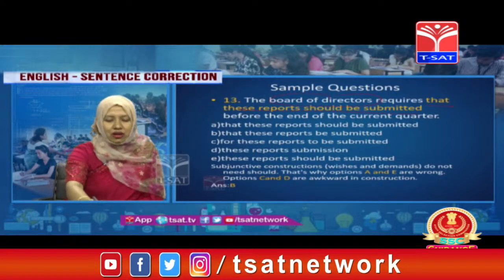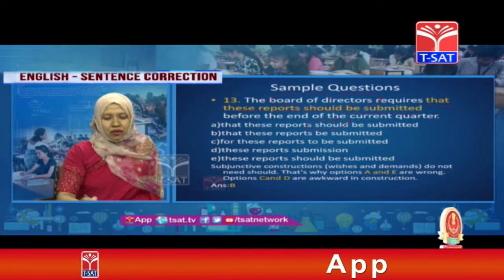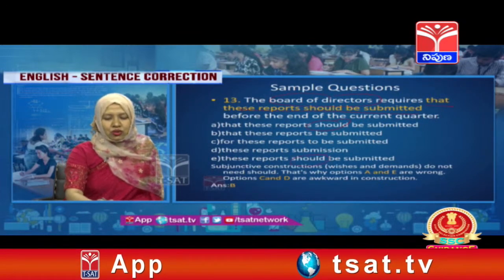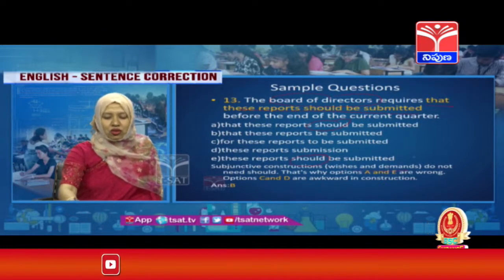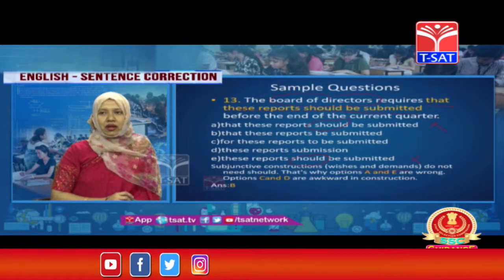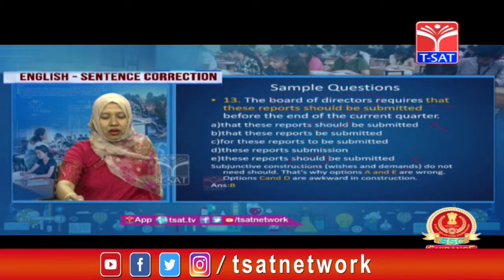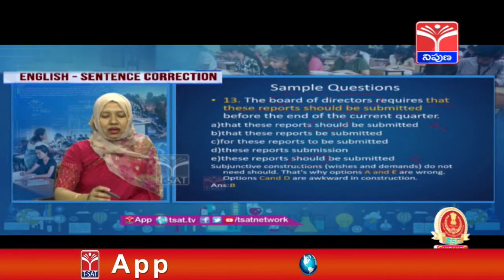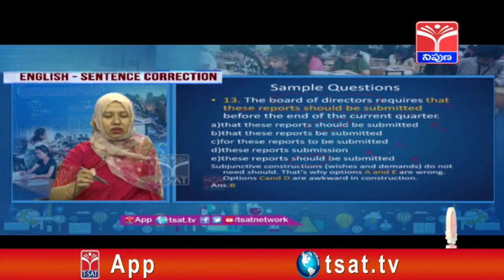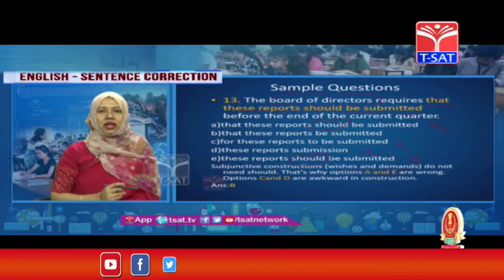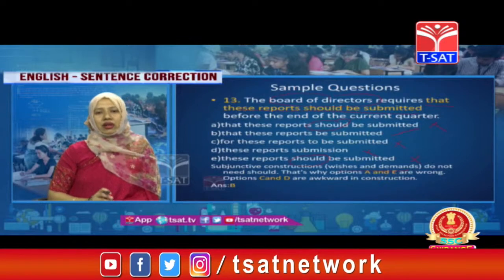So, should is used in option A and option E. Should cannot be used for wishes and demands. So, option A and option E are eliminated. Coming to C and D, option C and D are left. Let us look at option C and D. For these reports to be submitted, these reports to be submitted, these are awkward. These are not correct. Now, we are left with only one option, that these reports be submitted. So, option B is the correct one.